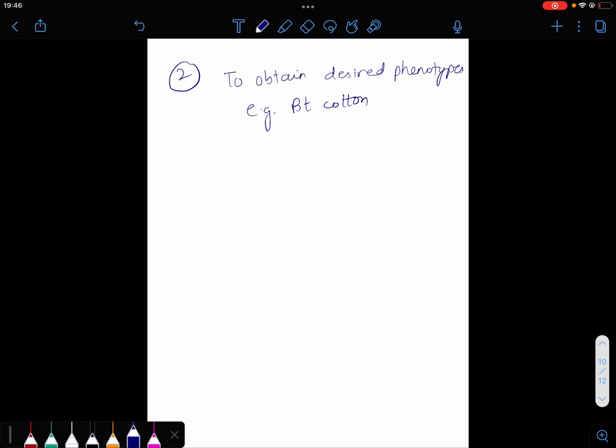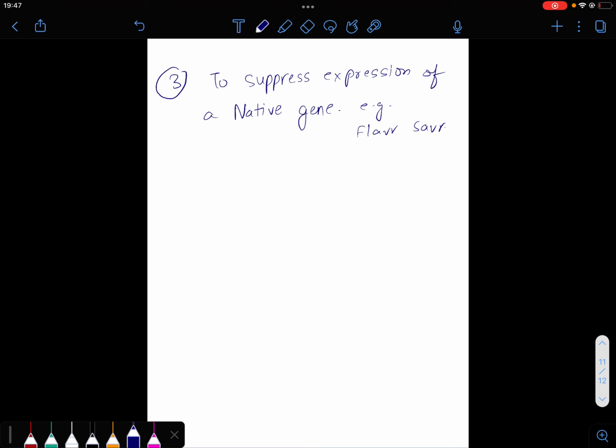And the second use is to obtain desired phenotype. Phenotype is outer appearance. We use transgenic organisms, for example, BT cotton. And third is to suppress expression of a native gene. For example, flavor saver tomato.